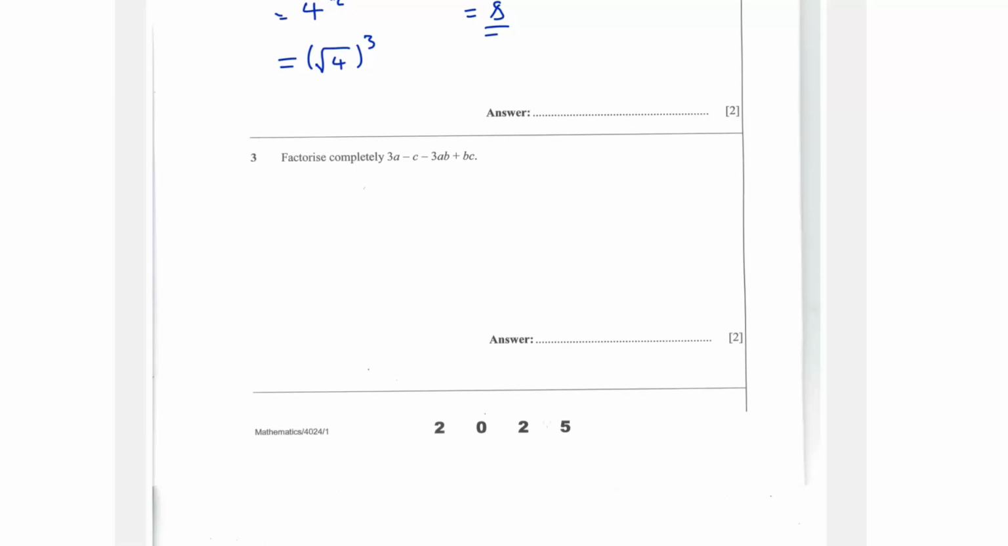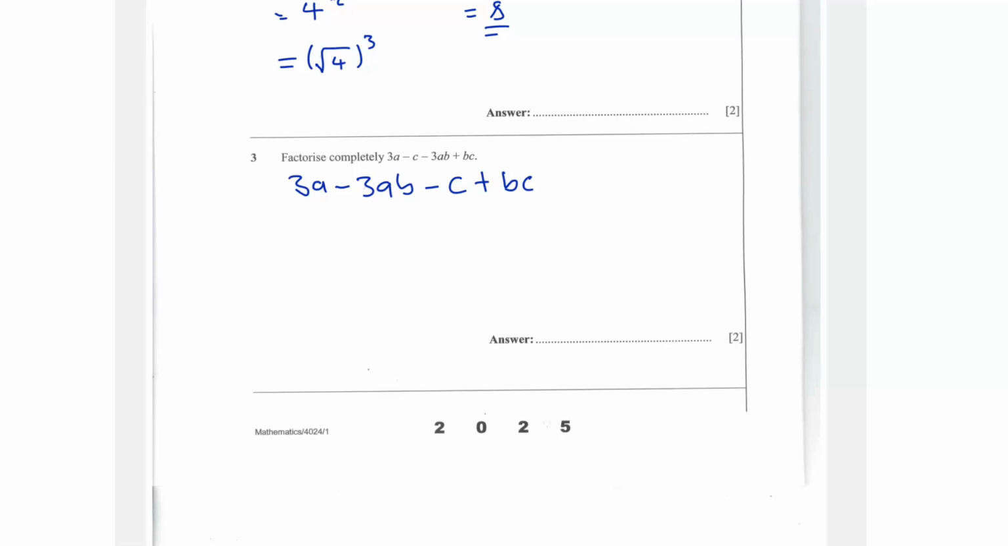So the first step is to arrange the like terms. So you have 3a, and then you have minus 3ab. So these are like terms. And then you have negative c, and then plus bc.